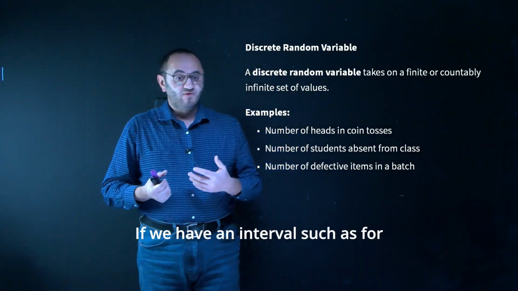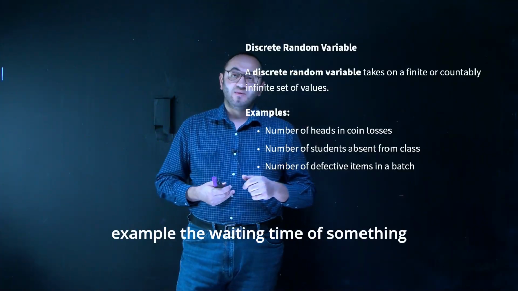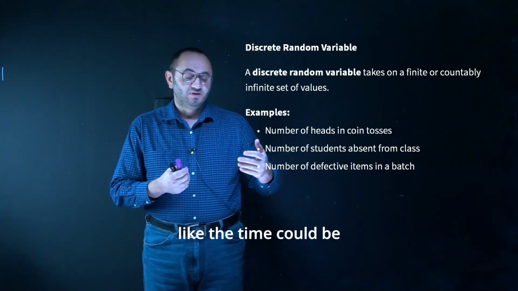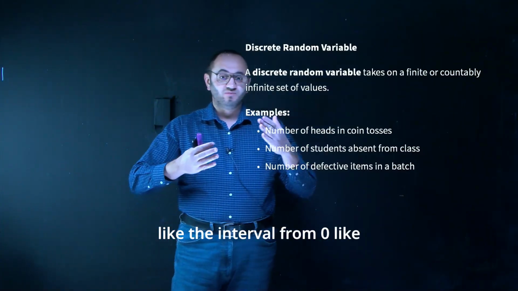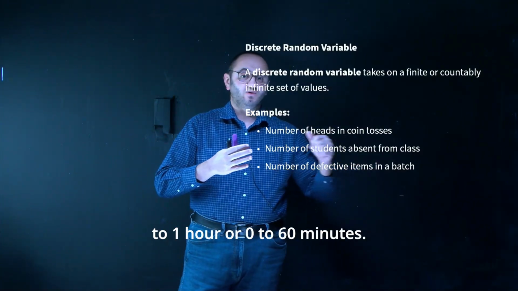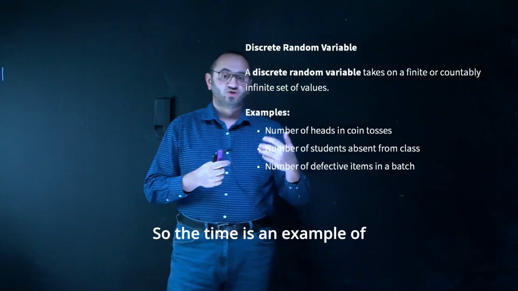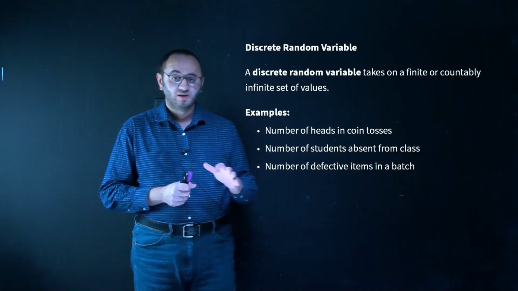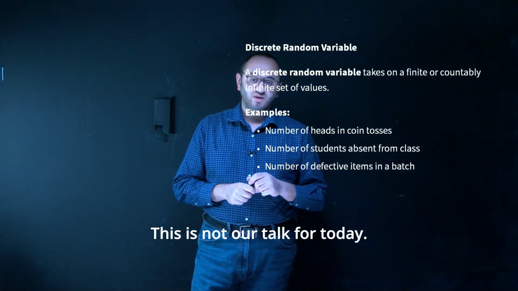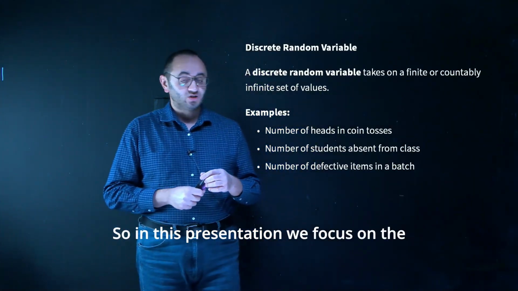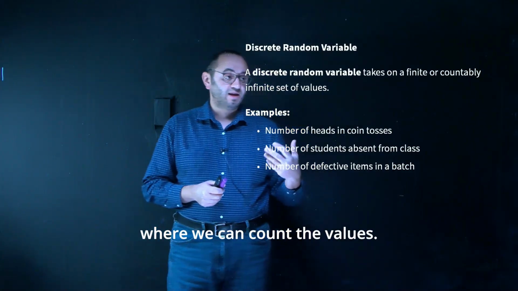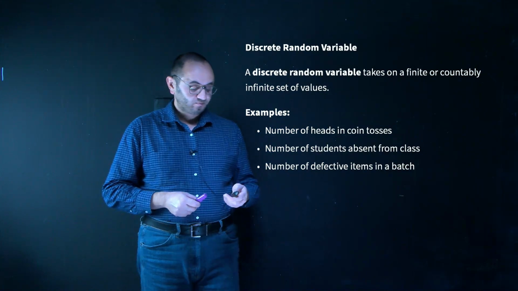If we have an interval such as, for example, the waiting time of something, the time could be the interval from 0 to 1 hour or 0 to 60 minutes. So the time is an example of a continuous random variable. This is not our talk for today. So in this presentation, we focus on the discrete random variable where we can count the values.